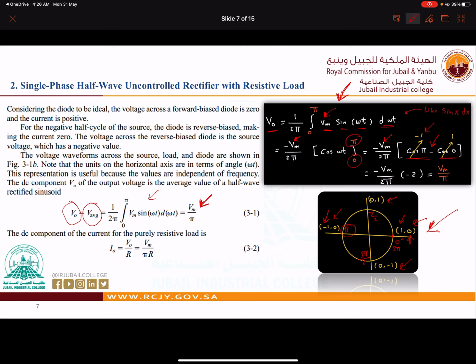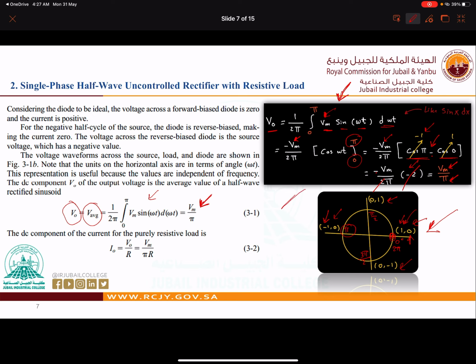Now cosine 0 is here. This is 0, right? So cosine is 1. Okay, so minus 1 minus 1, so minus 2, right? Now, if we multiply by the minus, of course, the 2 will be removed with the 2, right? And minus times minus is positive. So V maximum over pi. This is how we get our equation. So V maximum over pi. Okay? Now, this is the derivation.